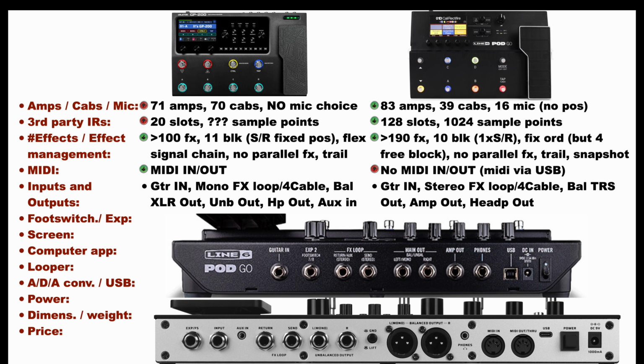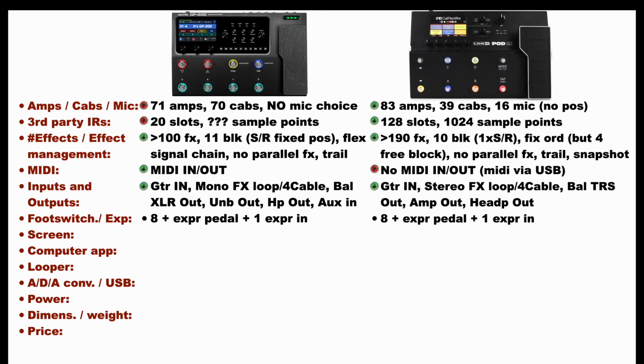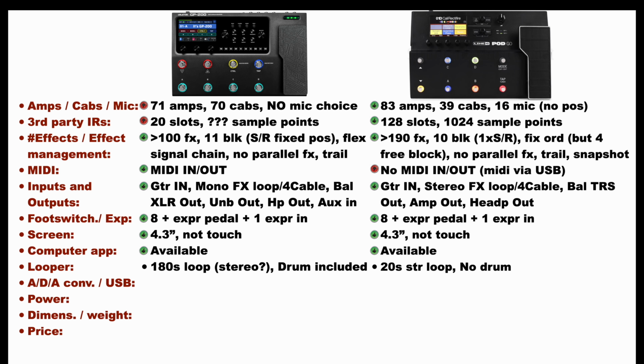Here I will give the thumbs up to both the units, as they are among the modelers with the most complete arrays of I/O in this price range. As regards foot switches, they both have 8 foot switches, an expression pedal and an input for another one. The screen is basically identical. Furthermore, they both have a computer app to manage your presets and create the signal chains you want. The Valeton offers a longer looper and a drum machine, which is missing in the PodGo.